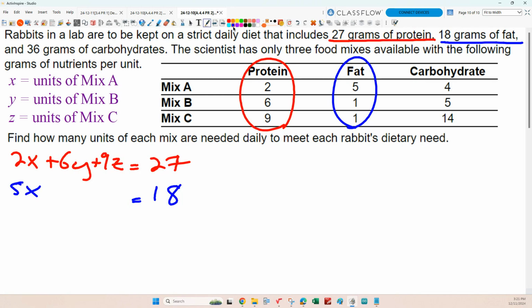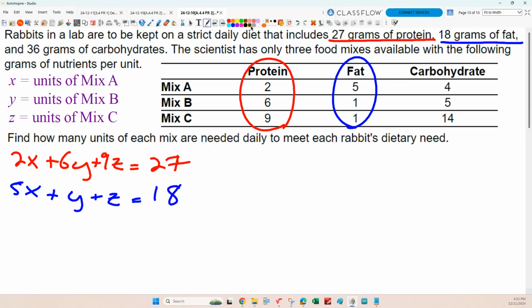How much from bag B? 1Y. So just Y, right? And how much from bag C? 1Z, so just Z. There's equation 2. So now what's going to be my third equation? Carbohydrates. That's the third thing that I need to specify, isn't it?